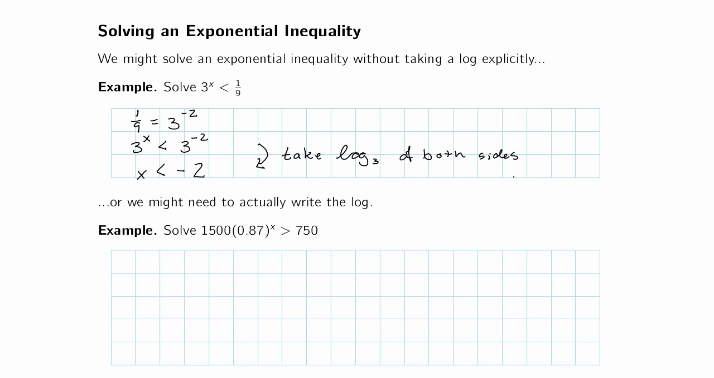If we had a number less than 1, if our base was less than 1, then we would have had to reverse the inequality. So it's important to be conscious of what step we're taking, even if we don't explicitly write the log. On the other hand, sometimes we do explicitly write the log, as in this equation.